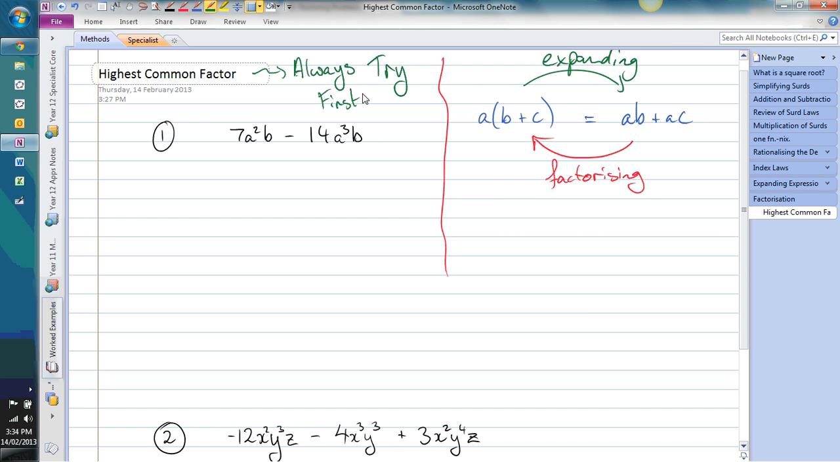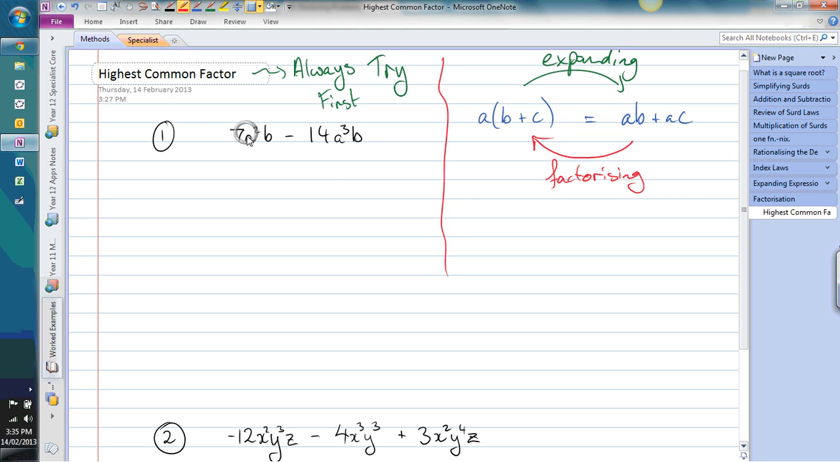And the highest common factor, as the name suggests, means that we're looking for the biggest or highest, the most that we can, that is a common factor of all the terms. So common meaning each of them has it, and factor meaning something that we can divide by. So having a look at this first example we've got here, 7a squared b minus 14a cubed b, I'm looking for the highest common factor that I've got there.